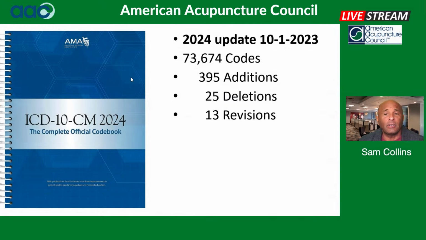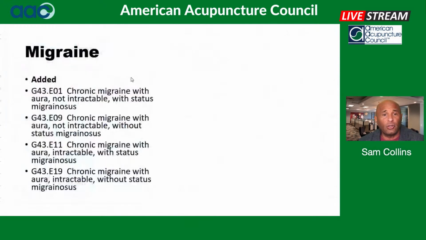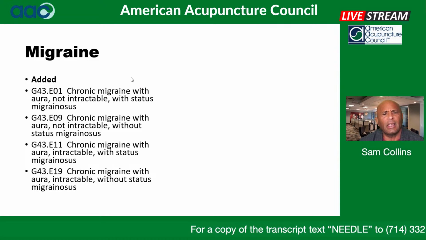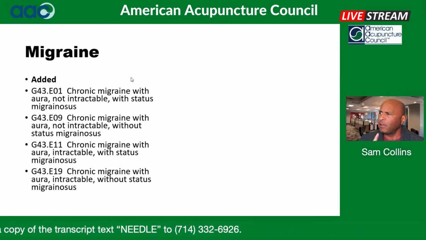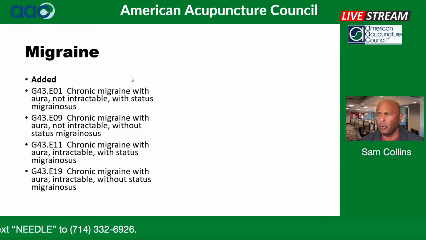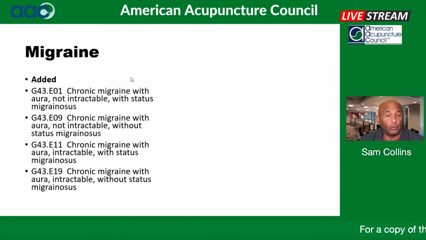So there are 395 additions, 25 deletions. Well, what has changed that I can see that might affect you? Well, here's one. Migraine. It was first on the list for Aetna. Notice now we have codes that indicate chronic migraine. And I know you might be thinking, Sam, there's always been a code for a chronic migraine. No, there hasn't. There's been codes for migraines never identified as chronic.